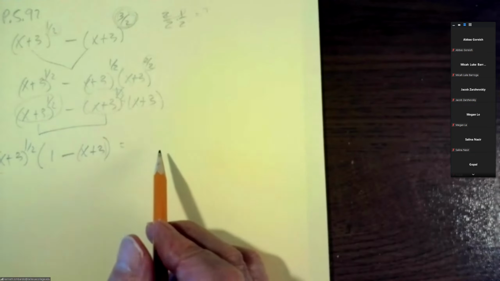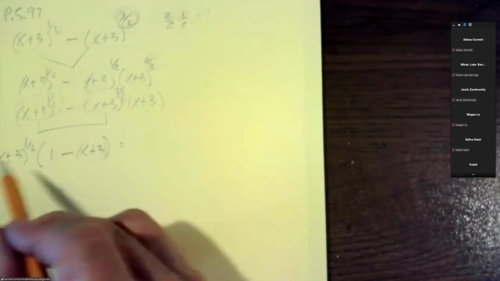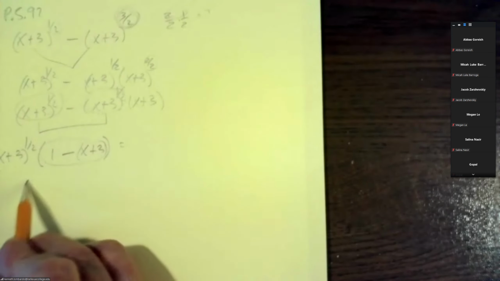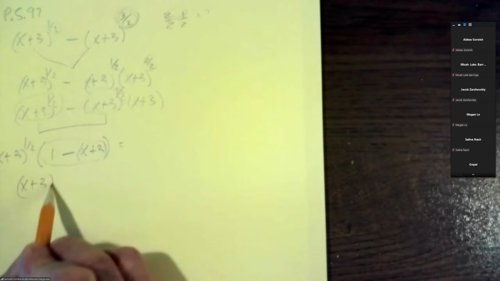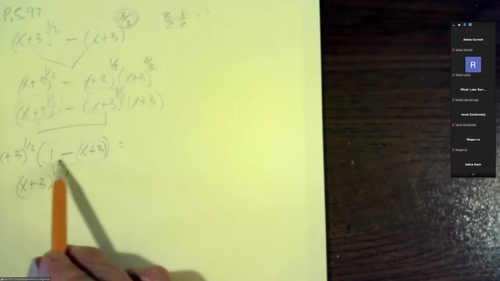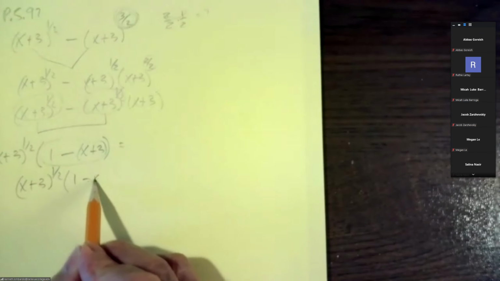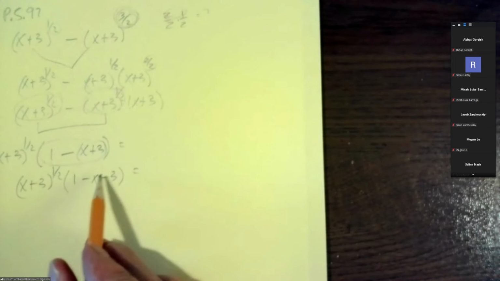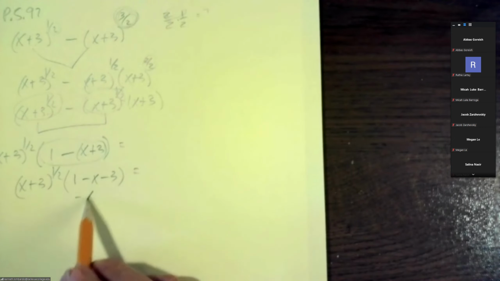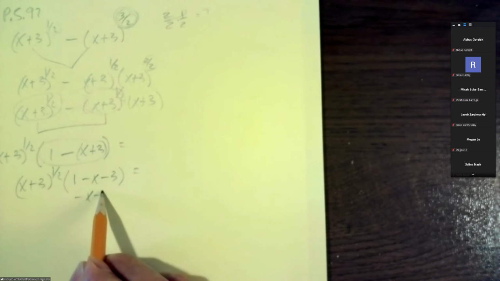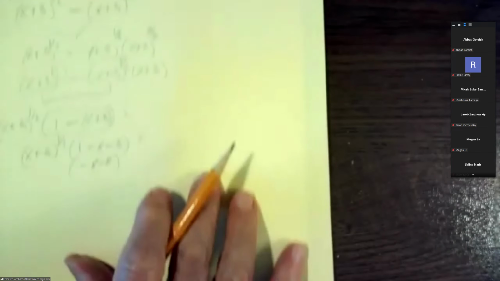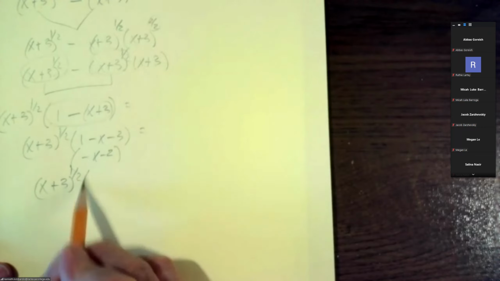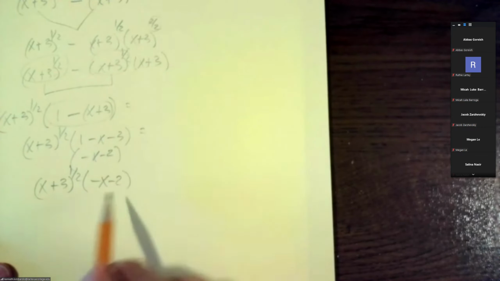So that looks like it's going to be x plus 3 to the 1/2. So now we have to simplify this. x plus 3 to the 1/2, and this is going to be 1 minus x minus 3. So that's 1 minus 3. That's going to be negative x minus 2, isn't it? So we're going to look like x plus 3 to the 1/2 times negative x minus 2.